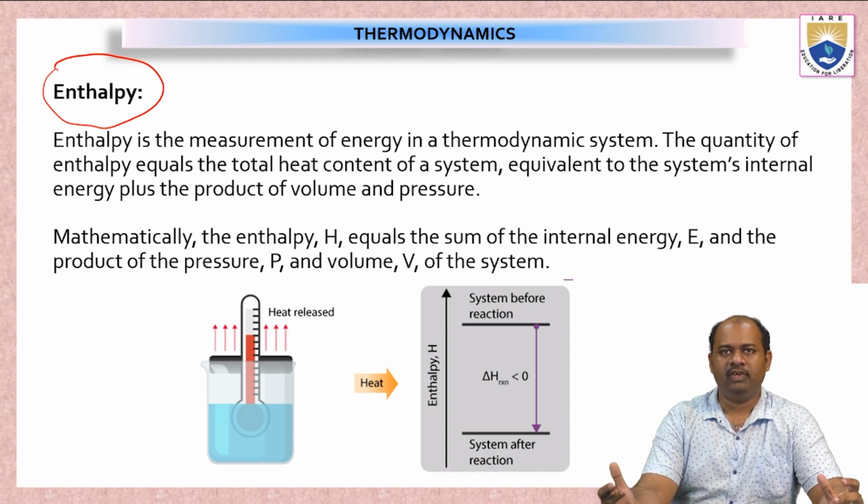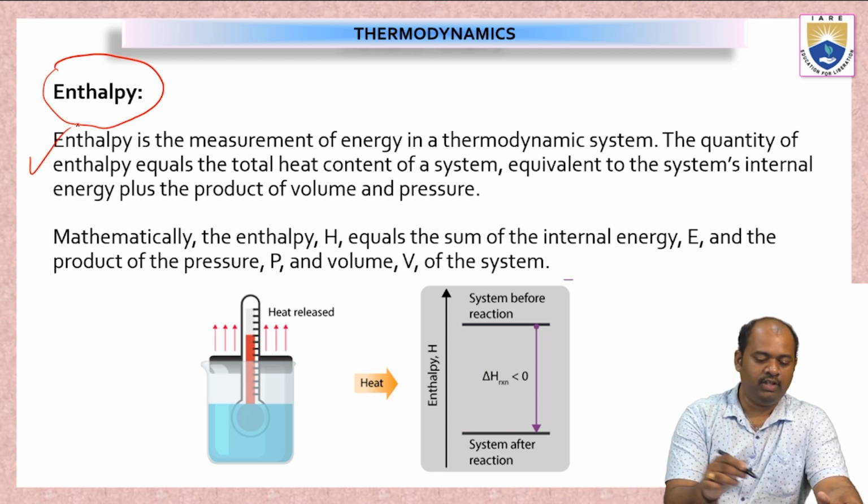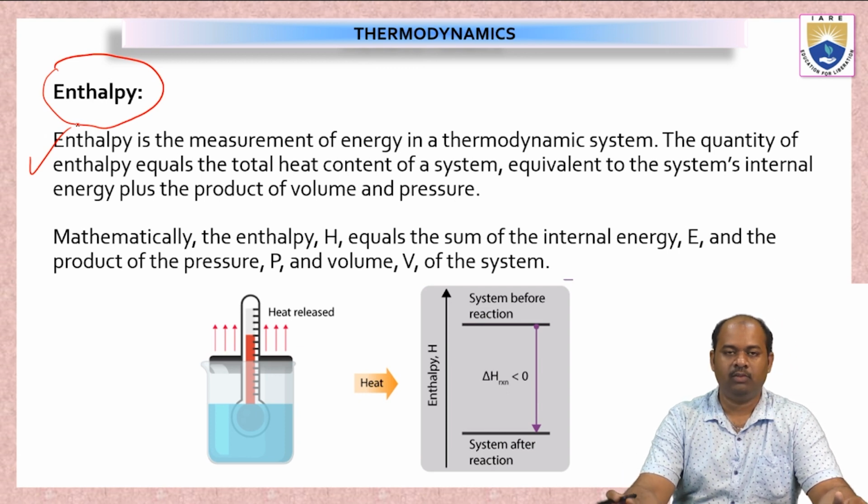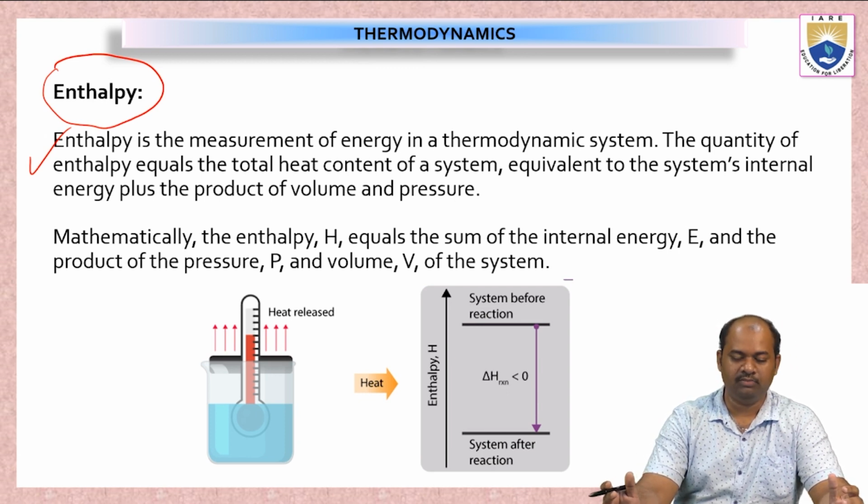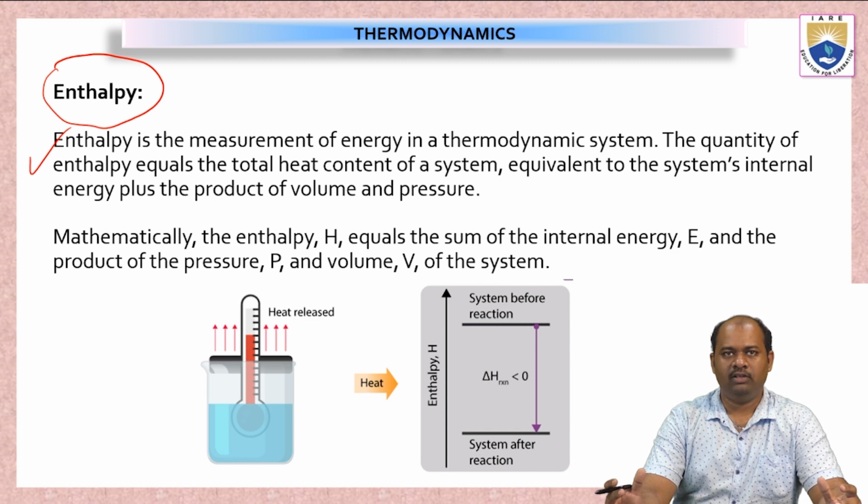Enthalpy is the measurement of energy in a thermodynamic system. The quantity of enthalpy is equal to the heat content of a system, or equivalent to the system's internal energy plus product of the volume and pressure. So this is the basic definition of enthalpy. It is the measurement of energy in a thermodynamic system. Suppose if I take a system and if we want to calculate the energy present in the system, it is measured with the help of enthalpy.